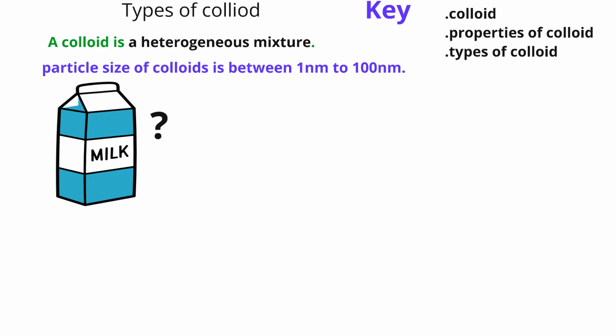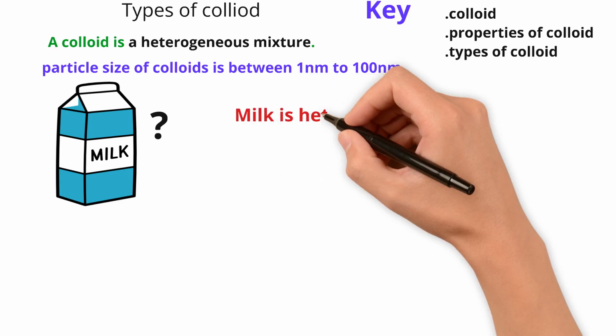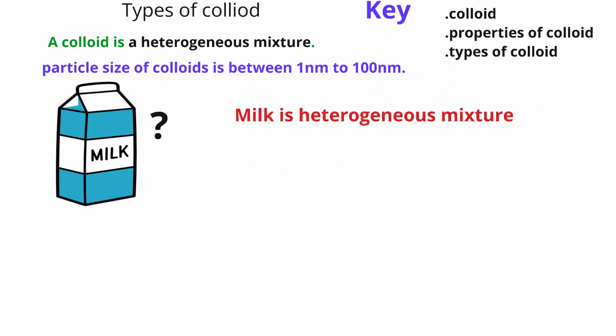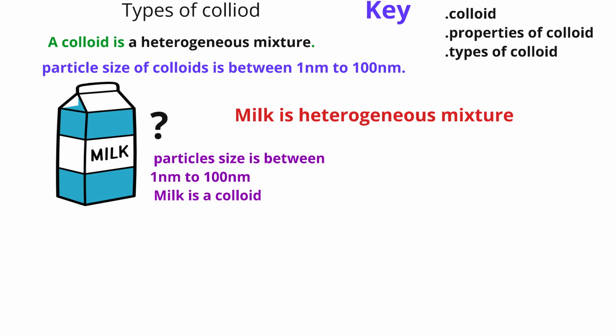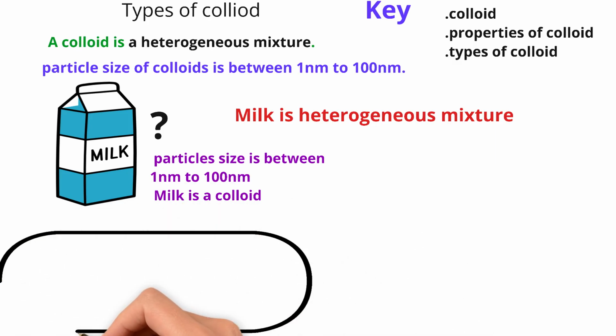Now let us consider milk. Is milk homogeneous or heterogeneous? When we look at it with the help of a microscope, milk is a heterogeneous mixture because the particle size is between 1 nanometer and 100 nanometers. Therefore, milk is a colloid.